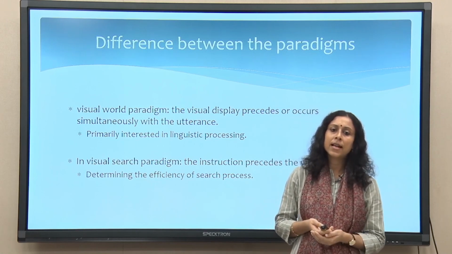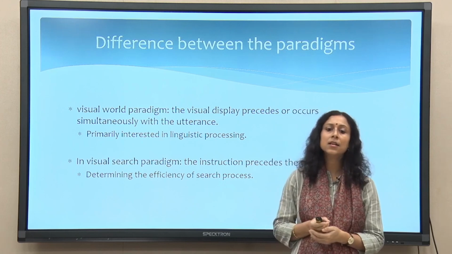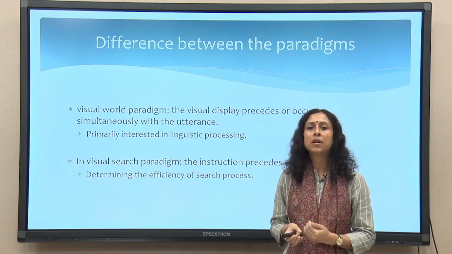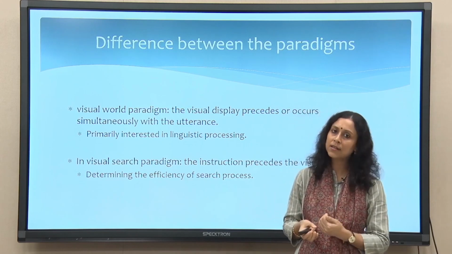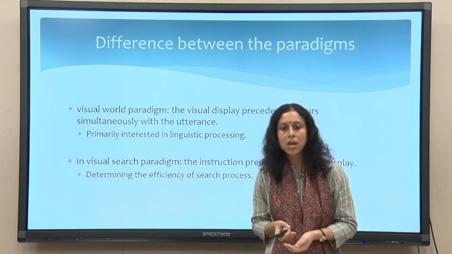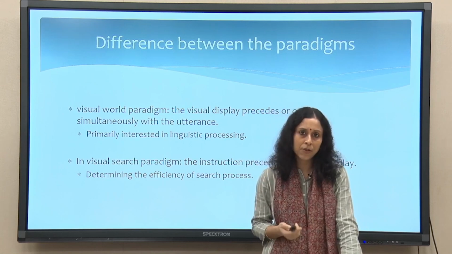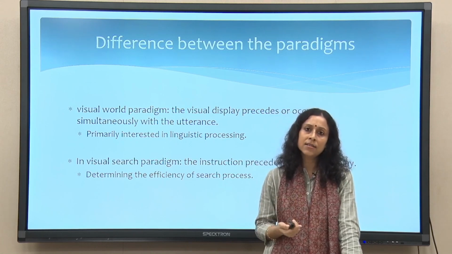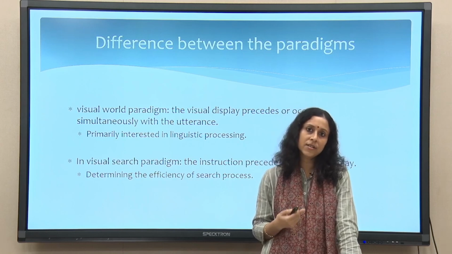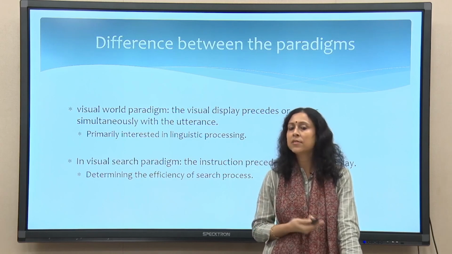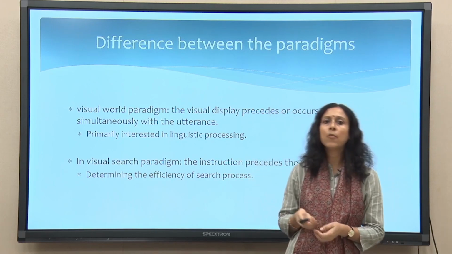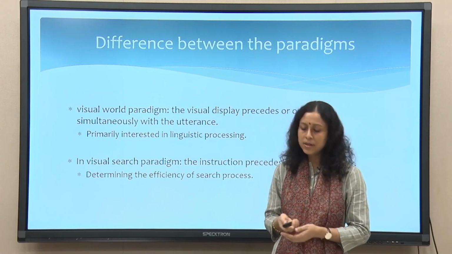In the visual world paradigm, the question we are trying to look at is linguistic processing: how language processing goes hand in hand with visual attention, what the modulating factors and interrelationships are, and how one affects the other. So, the primary focus is on language processing. On the other hand, visual search does not always have language processing as the main goal. The idea is to determine the efficiency of search processes. What are the guiding factors in a search process? It may be a linguistic search process, it might be scene perception, it might be many other things. So, the primary goal and the way the stimulus is presented is how these two paradigms differ.